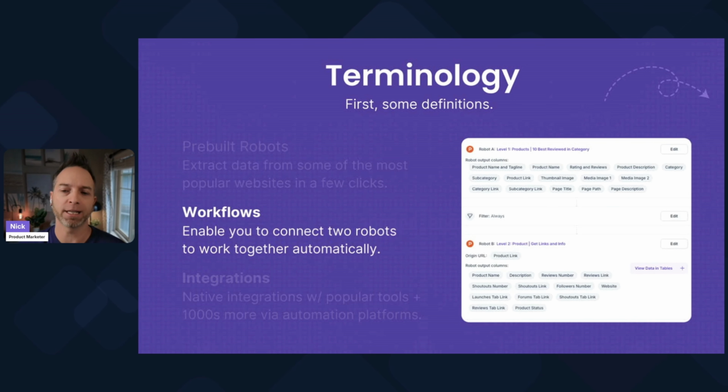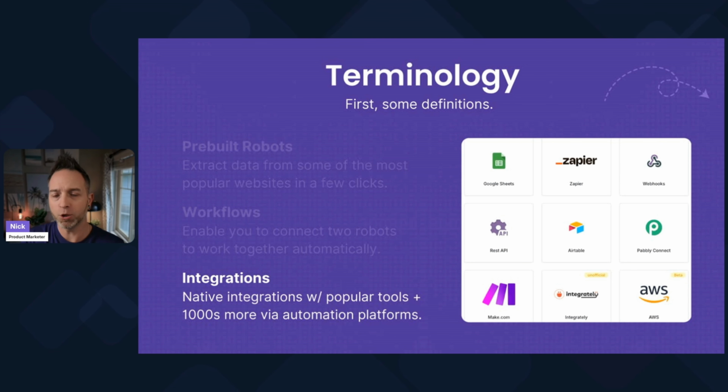Workflows are what enable you to connect two robots to work together automatically. So deep scraping would be get a list of items, and then from each of those list items, get details from the single pages. A workflow is how you make this process work automatically. So when robot A runs, run robot B. And there's a filter in the middle that decides when you want to proceed to robot B. And I'll show you that in a little bit here. But workflows are what automate the process of deep scraping.